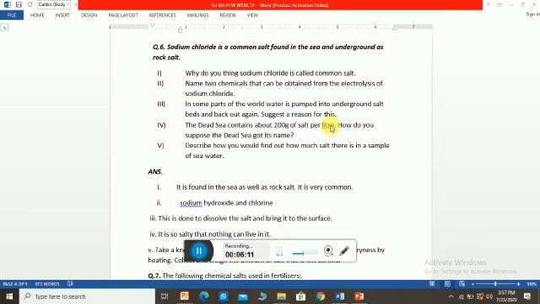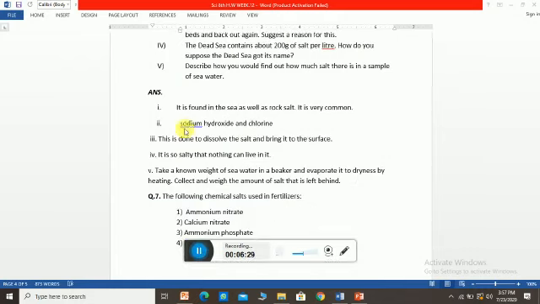Now come to the fifth part. Describe how you would find out how much salt is in a sample of seawater. It's very simple. Take a known amount of seawater in a beaker and evaporate it to dryness by heating. Just provide heat to that water, and at the end all the water will be evaporated, and the remaining amount left behind will be the salt. Okay, so this is question number 6. Now let's move to the next question.